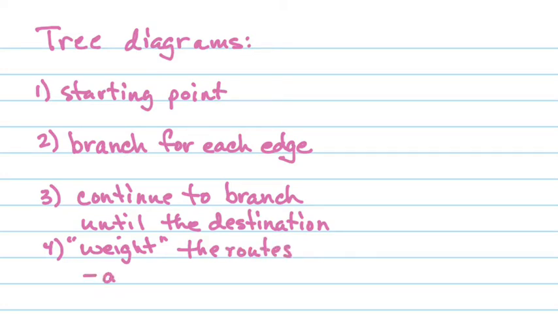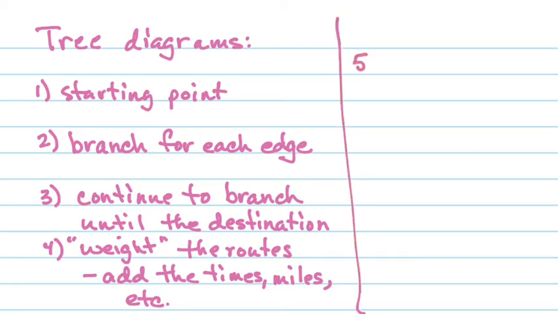What that means is simply add the times, miles, etc. Whatever units you're working with as you're going along. So if it takes 3 hours to take this trail and 4 hours to take that trail, that's the weight of the route. So you're going to add them all together, following each branch, and get a weight at the end of each one. And the shortest path is simply the smallest one. So the smallest weight is the shortest path.